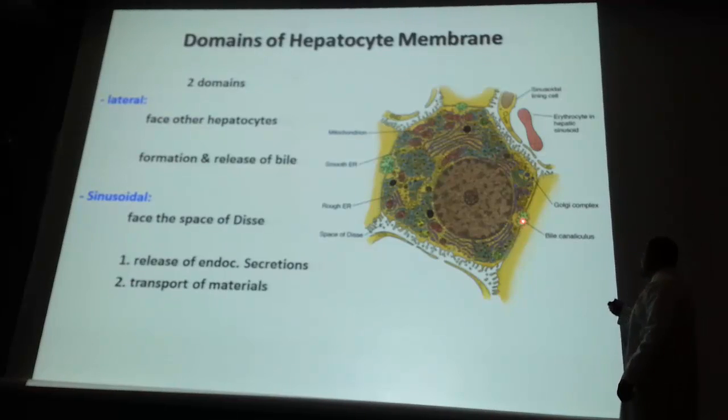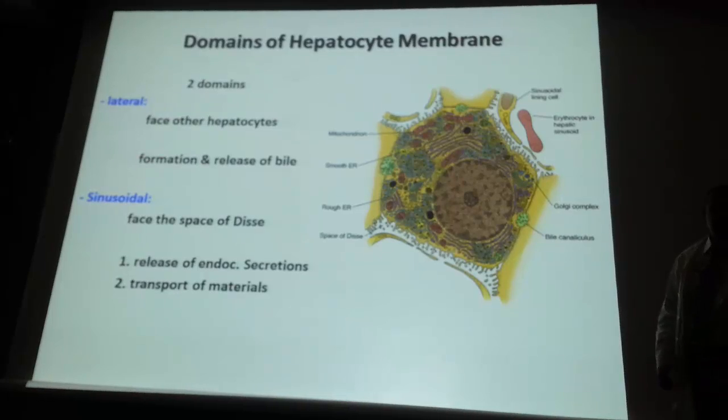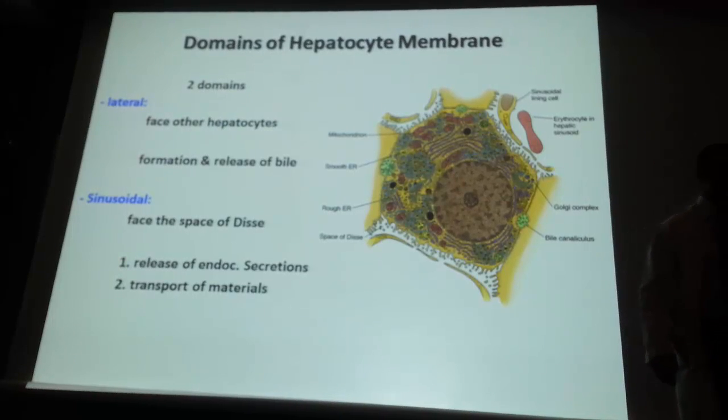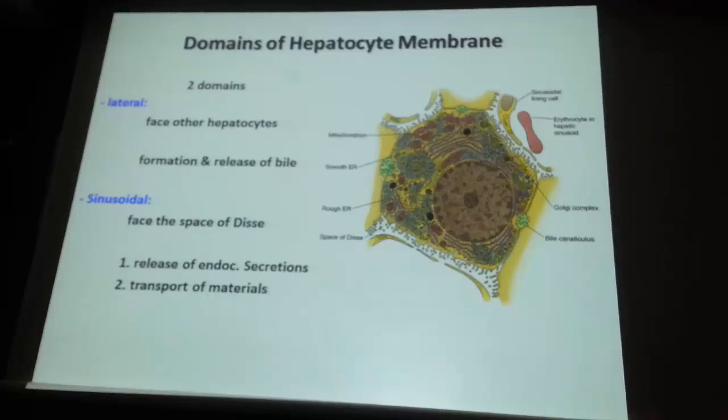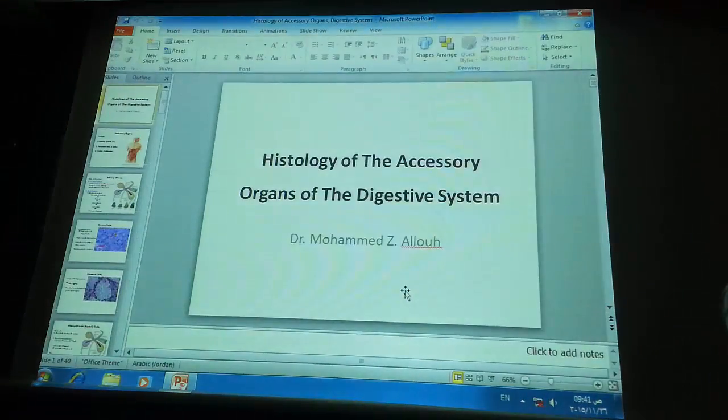In the lateral domain, between hepatocyte and hepatocyte, what do they have? Invagination, so instead of an elevation it becomes depressed. Invagination here and invagination from the other one, you will have the bile canaliculus. So in the lateral domains you have bile canaliculi. This you can study further.